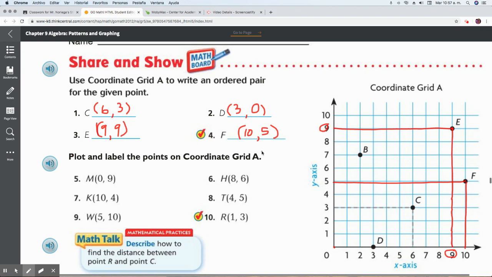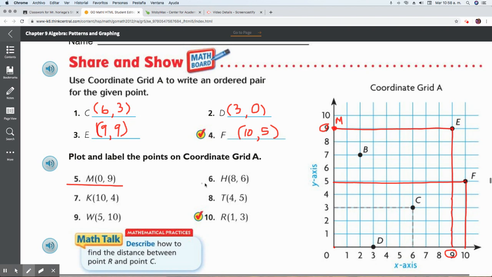All right. Next, plot and label the points on coordinate grid A. So we're going to add these points right here in this same coordinate grid. Let's start with number 5. For M, we need to walk 0 steps to the right and 9 steps up. 0 steps to the right means that we don't walk to the right. We stay there. And 9 steps up. 1, 2, 3, 4, 5, 6, 7, 8, 9. So here I'm going to draw a point and label it with letter M. That is where letter M is.